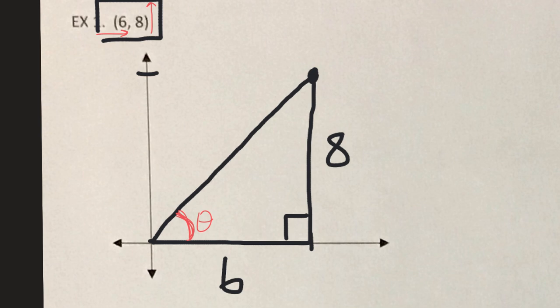Now, first thing we have to do is use Pythagoras to find the hypotenuse. So 6 squared plus 8 squared equals 10 squared, right? This is one of our Pythagorean triples. It's a 3, 4, 5 triangle. Well, 2 times 3, 2 times 4, 2 times 5, so 6, 8, 10. 6 squared is 36, 64, 36 and 64 is 100.